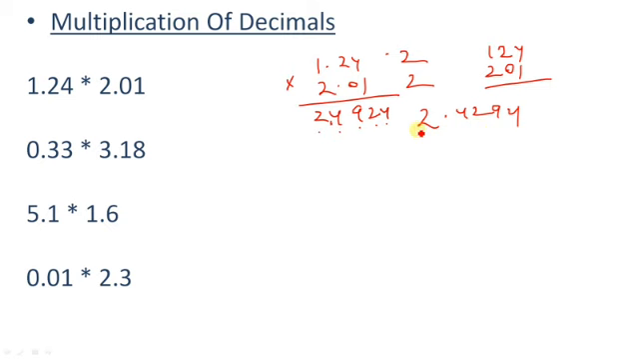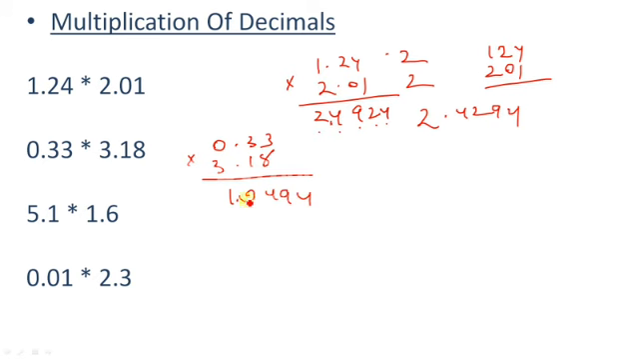Okay, similarly we'll take another example, 0.33 into 3.18. If we lift the decimal, then 0.33 becomes 33 and 3.18 becomes 318. So now the multiplication gives 10,494. Here two digits are there after the decimal, and here two digits, 2 plus 2 is 4, so we leave four digits, 1 2 3 4, and after four digits we place the decimal, so the answer is 1.0494.